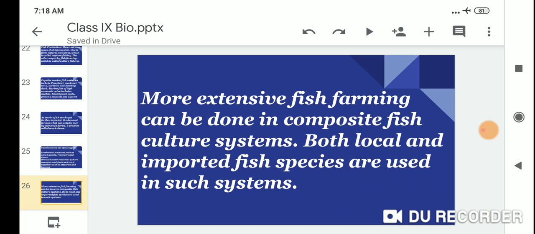More extensive fish farming can be done in the composite fish culture system. Both local and imported fish species are used in such a system.